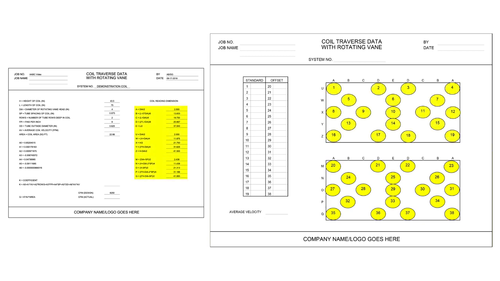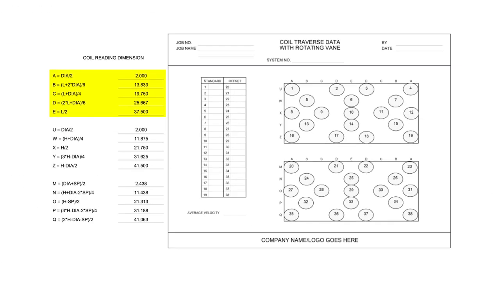The process of marking the 38 intersections for the velocity reading locations starts with understanding how to find the intersections using the coil reading dimensions data from page 1. It is important to mention that the center of the rotating vane anemometer is placed at the intersection of each position point. Coil reading dimensions A through E are measured from the inside of the coil corner, from the left to center horizontally, and then from the right to center horizontally.